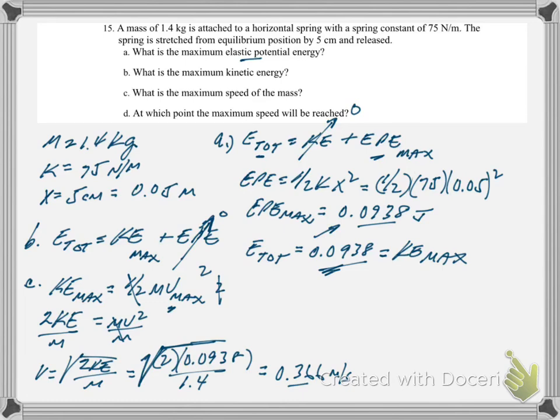And D, at what point will the maximum speed be reached? So the maximum speed is going to be reached when it's all kinetic energy. And when it's all kinetic energy, v max is going to be when the displacement equals 0, which is equilibrium.